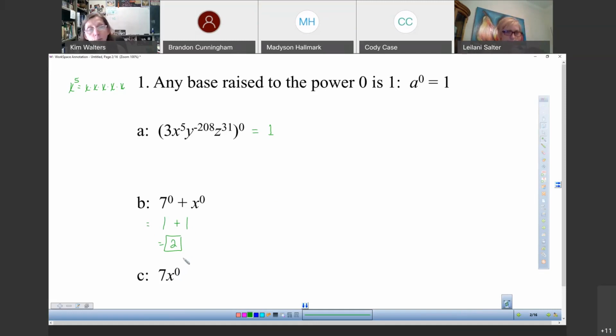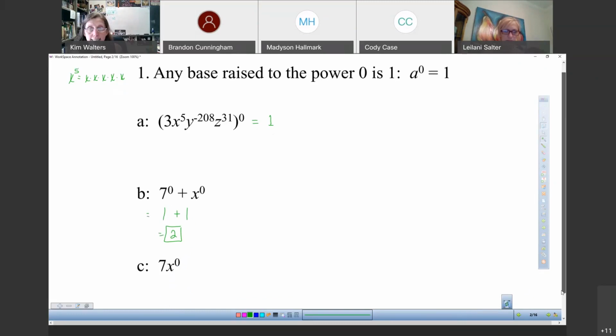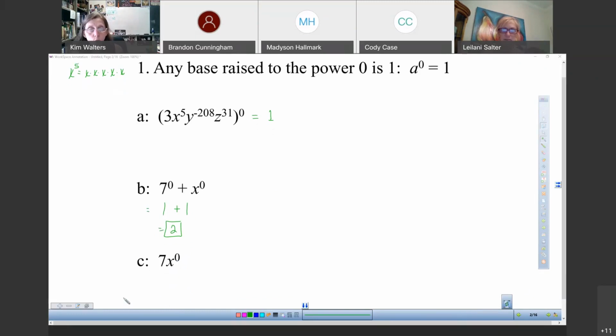All right. So part C is a little tricky. Somebody either say out loud or type in the chat, and be careful before you answer this, what is raised to the 0 power in part C? What is raised to the 0 power? It is just the x. You were right, okay? So just x is raised to the 0 power.